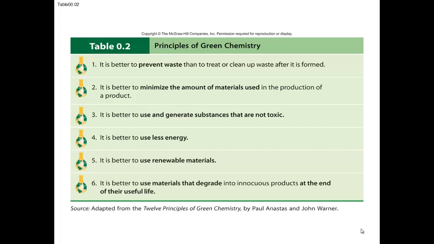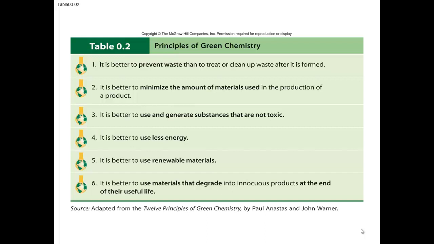And 4, it is better to use less energy, right? Because that's the number 1 identified issue for sustainability. Does your reaction require heat? How much heat? Can we find a reaction that does not require heat or less heat?